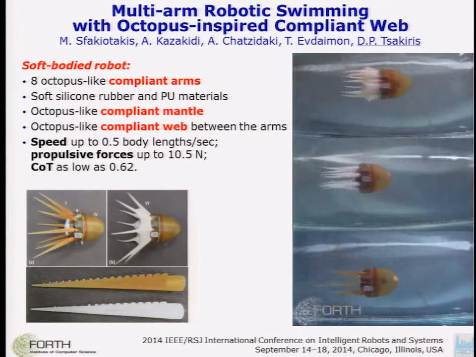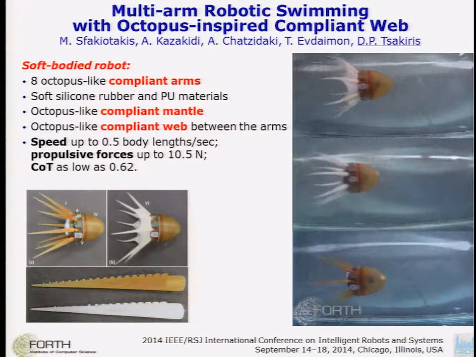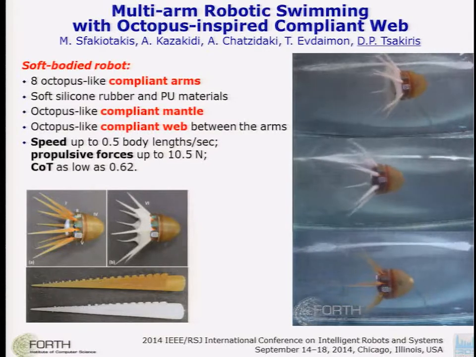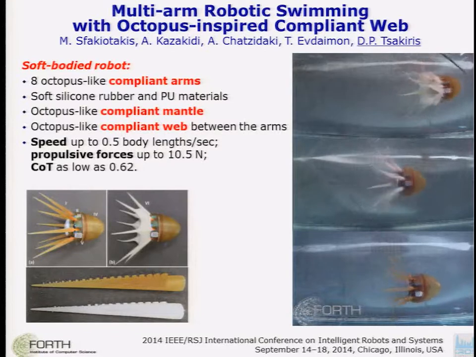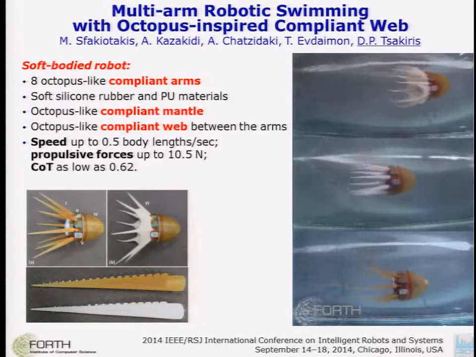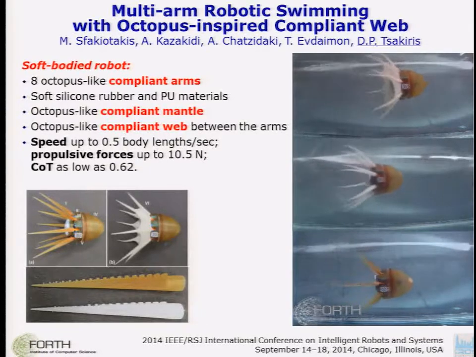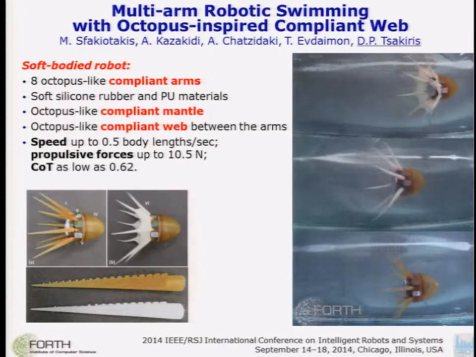At the bottom is a robot with relatively stiff polyurethane arms. In the middle, a robot with more flexible silicone arms. And at the top, a robot with both silicone arms and web. And it is clear who is winning. We also implemented behaviors like turning, crawling at the bottom of the tank, holding objects, and so on.